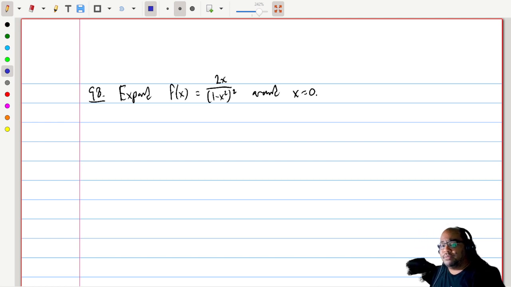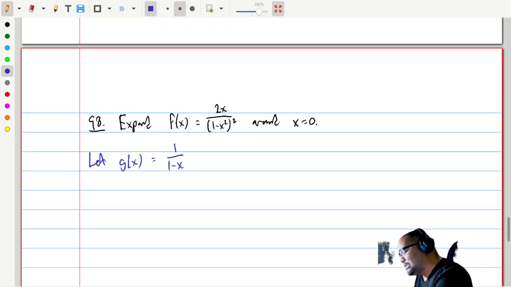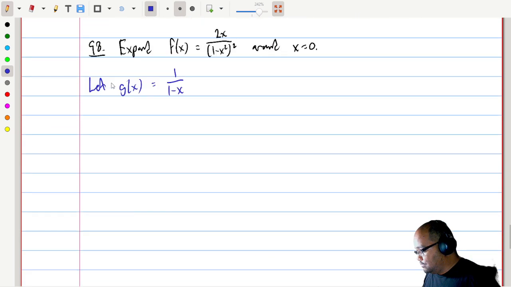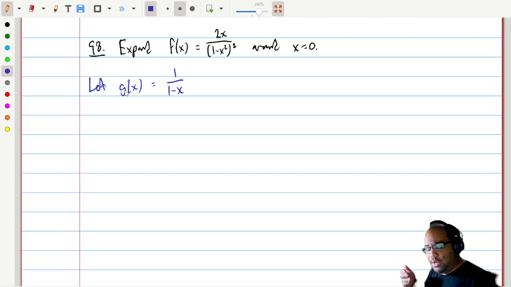I see a square in my denominator, and I know that when I differentiate, say, 1 over x, I get minus 1 over x squared. So that probably has come from a derivative, and we'll demonstrate that it does. Let's start with a helper function. Let g of x be the function 1 over 1 minus x. So g of x is 1 over 1 minus x, and I know how to expand that.